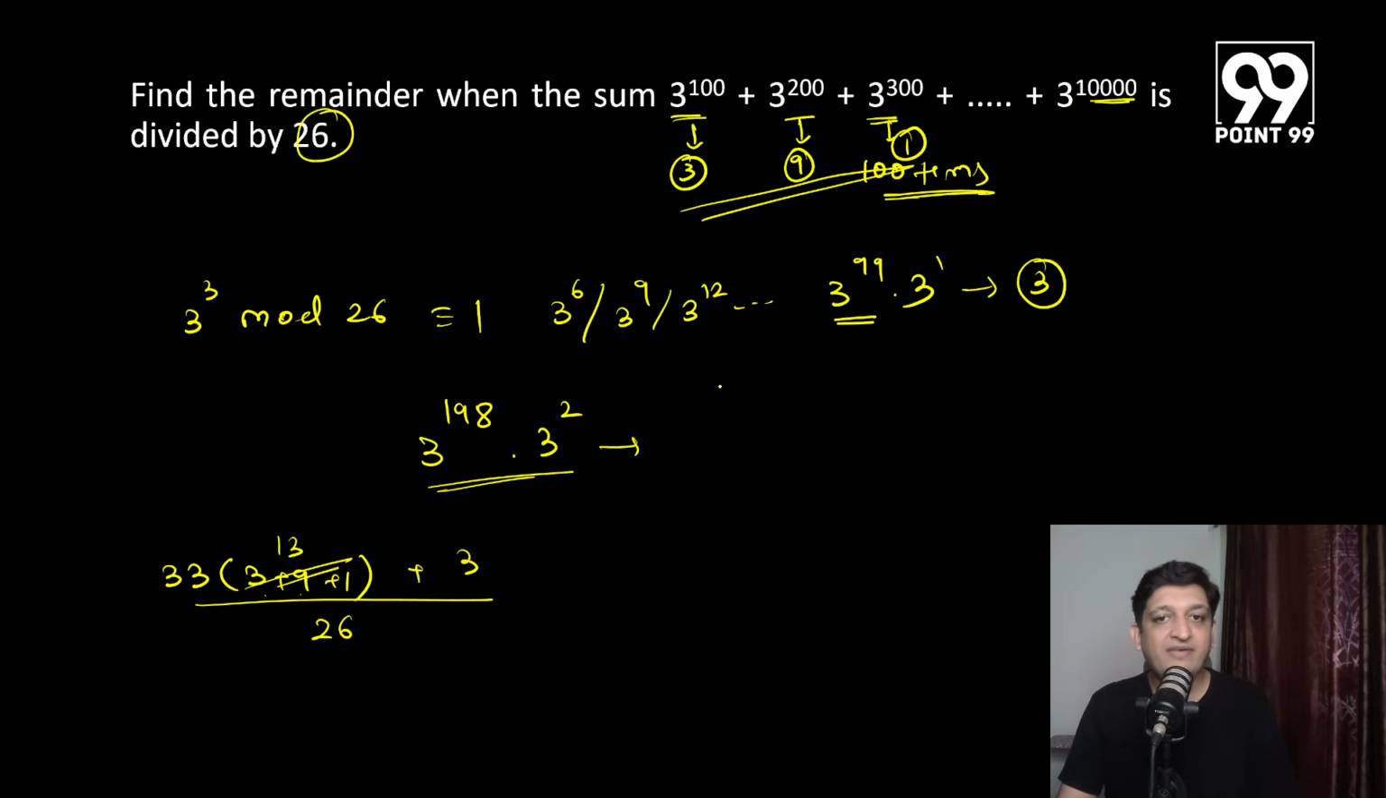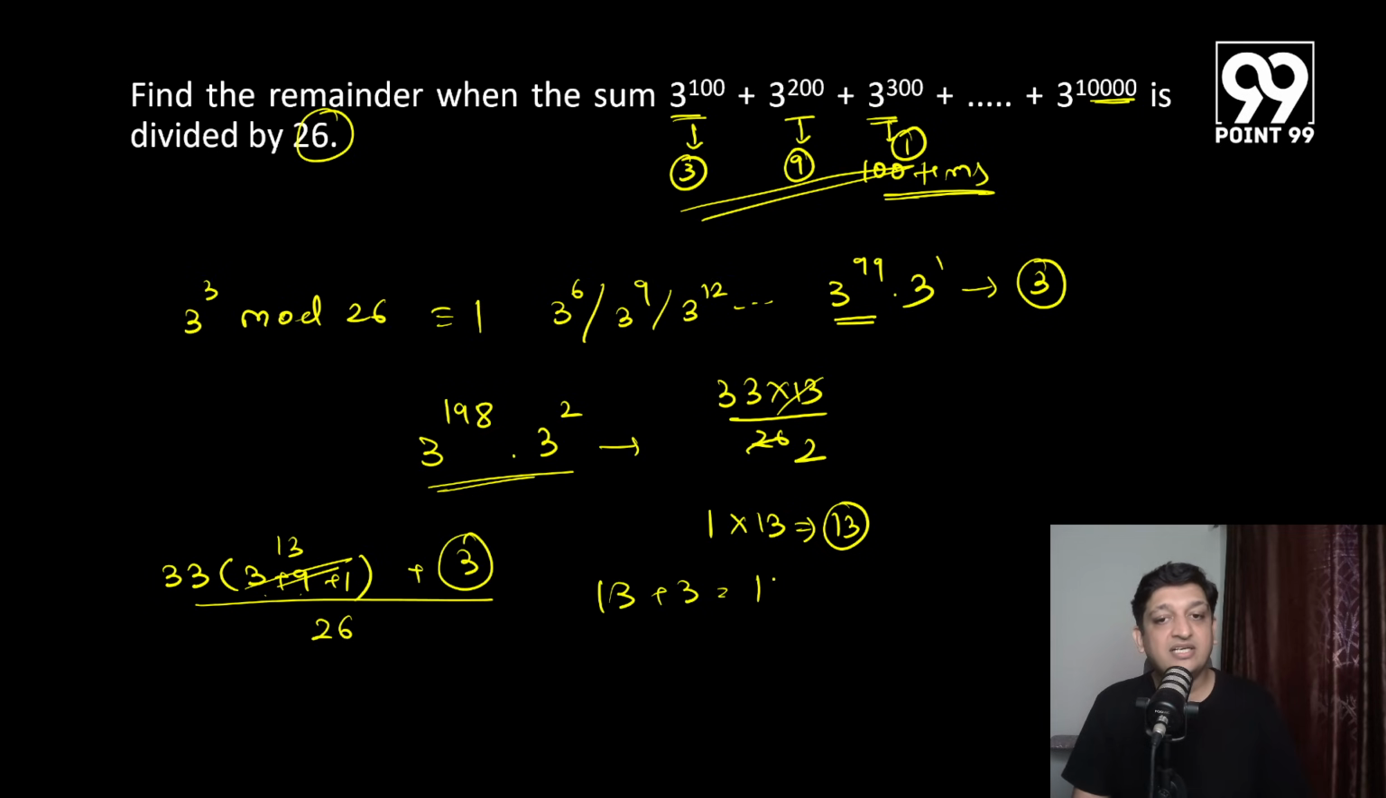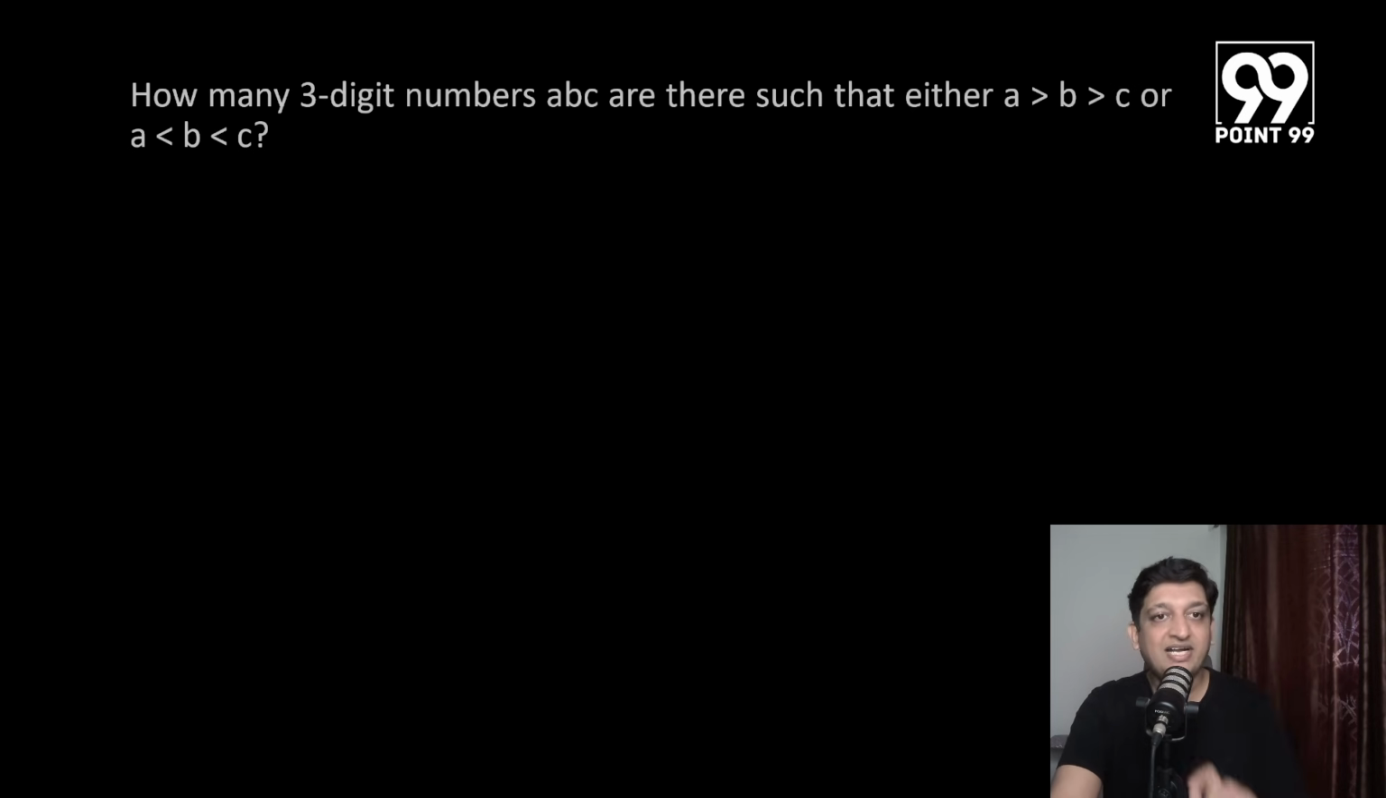Now you need not even divide this entirely and try to figure it out, because 13 and 26 can be cancelled out to get me a 2 in the denominator. 33 divided by 2 is definitely going to give me 1 as the intermediate remainder. But because I have cancelled out a 13, I will have to multiply it back by 13 to get 13 as the remainder of the first part. The second part will give me remainder 3. So the effective remainder is going to be 13 plus 3, that is 16. So the answer to this question is 16. Let's look at the next one.